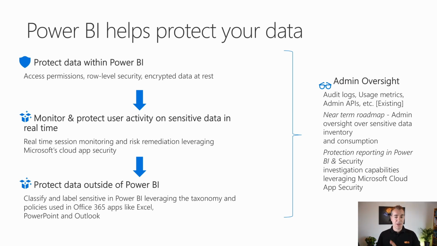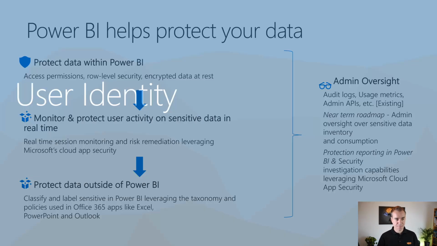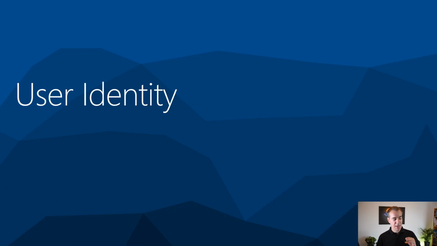Finally, there's admin oversight. So with audit logs, usage metrics, and admin APIs, you can also give admin oversight over sensitive data, inventory, and consumption. And then also protecting reporting in Power BI and security. So seeing what is happening in your organization. And again, I'll show you more about this later on. All right, so let's start by talking about user identity.